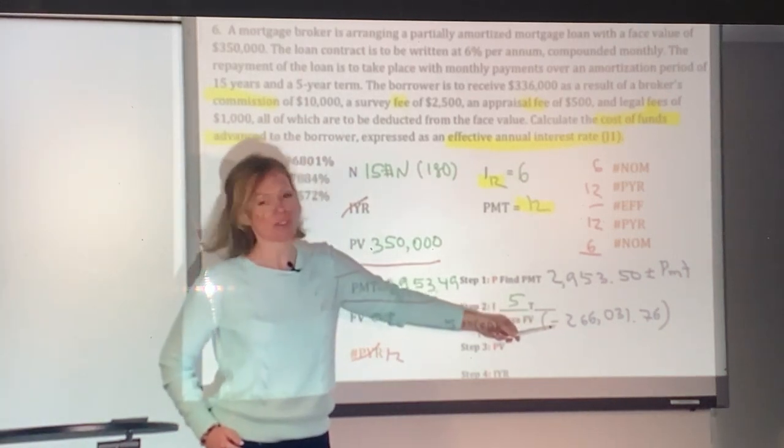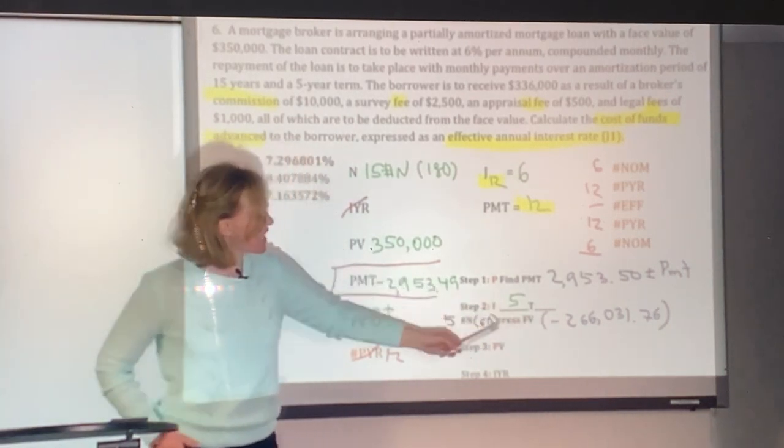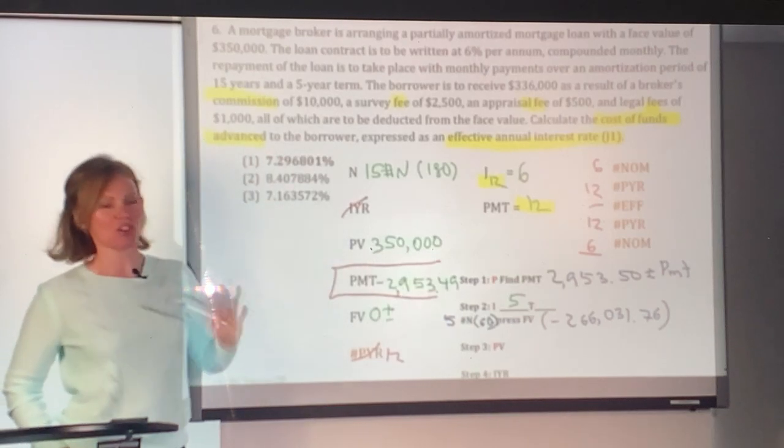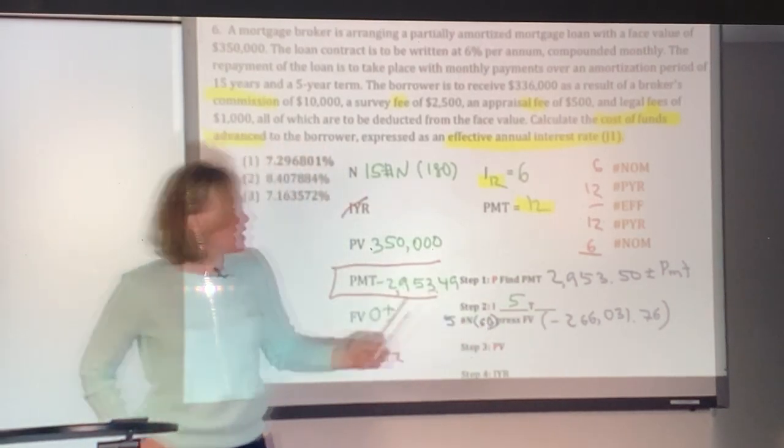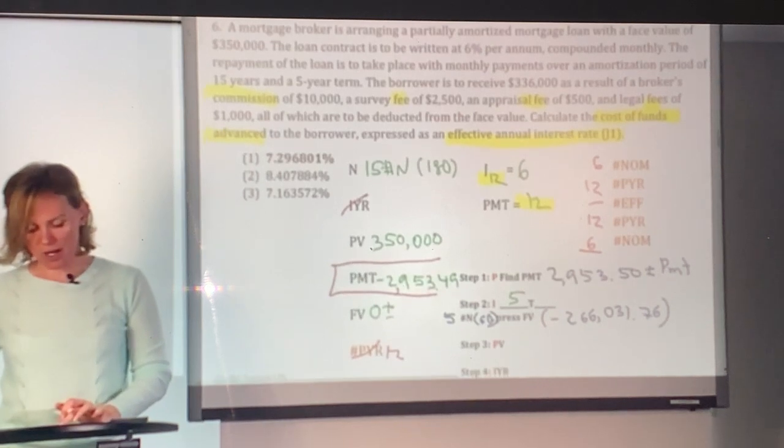How do you double check on yourself? Because I'm not going to go with you on the exam. So if it's negative, that's good. But if it's also lower than the PV, that means you're doing good. Okay. So far we've done the 2 steps. Step number 3. So what are we looking for? We're looking for the cost of funds advanced.